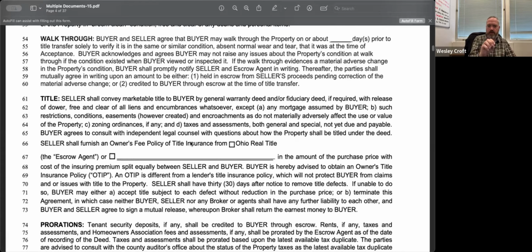So number 1, line 56. Buyer acknowledges and agrees that they may not raise any issues about the property's condition at the walkthrough if the condition existed when the buyer viewed or inspected it.